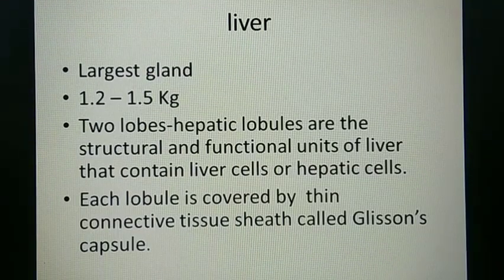Next gland is the liver. Liver is the largest gland in our body. It weighs around 1.2 to 1.5 kg. And it is situated in the upper right region of the abdomen, just below the duodenum.